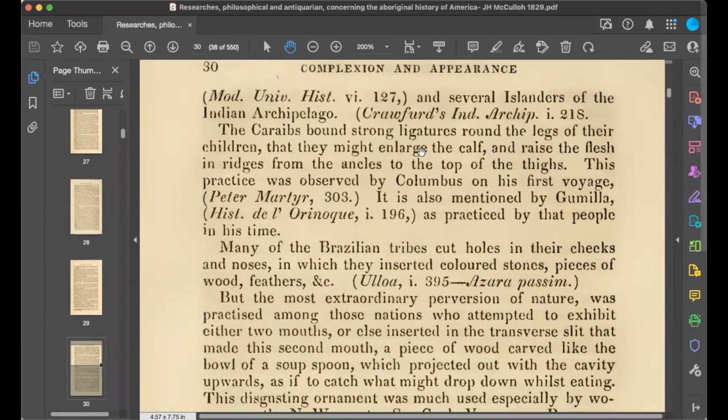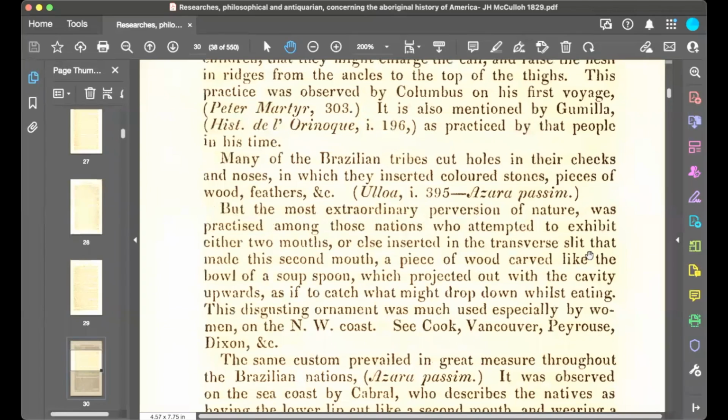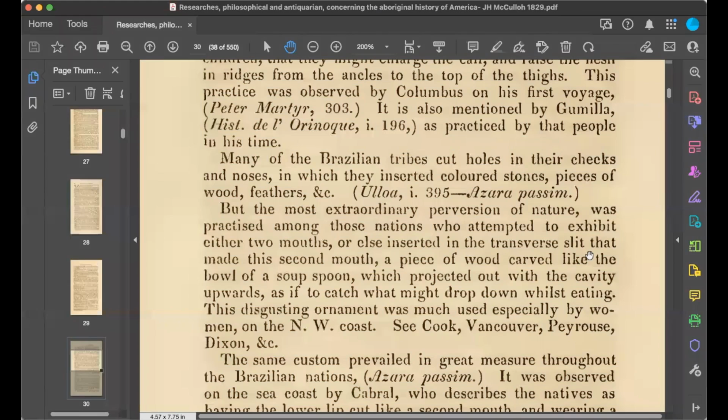The Caribs bound strong ligatures round the legs of their children that they might enlarge the calf and raise the flesh in ridges from the ankles to the top of the thighs. All right, you hear all these body modifications. This practice was observed by Columbus on his first voyage. It is also mentioned by Gumilla as practiced by that people in his time. All right, so they're going over all the primary sources. They're getting all this information. You guys see in the parentheses. Many of the Brazilian tribes cut holes in their cheeks and noses in which they inserted colored stones, pieces of wood, and feathers.